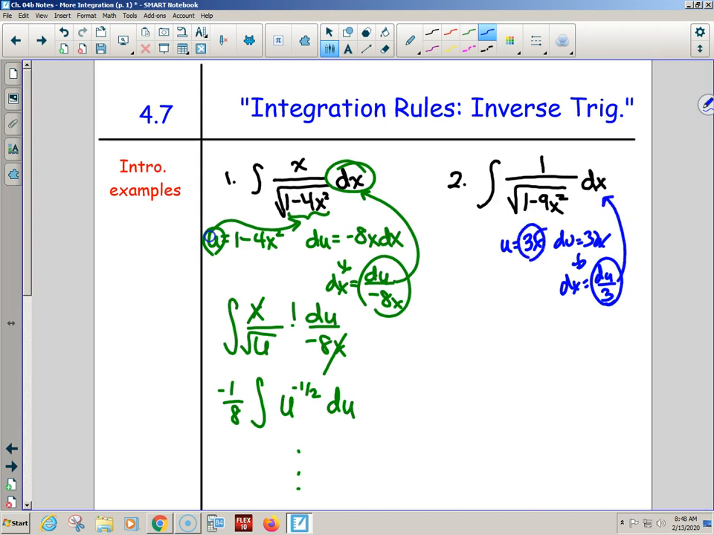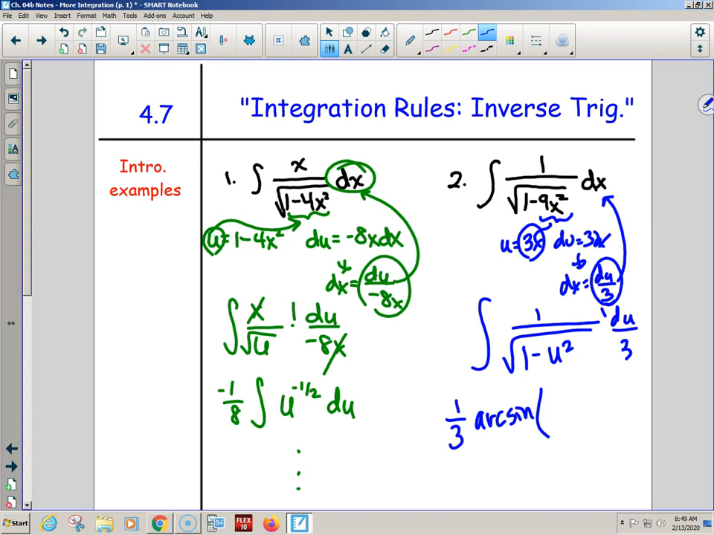So when I go to plug in, wait a minute, that's weird. It's going to be a 1 minus u squared. Oh, that's right. That's exactly what I need if I know my derivative rules. I can pull out my 1/3 and I can say, that's exactly arc sine of u.